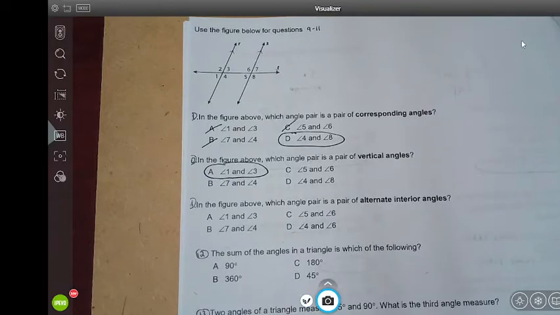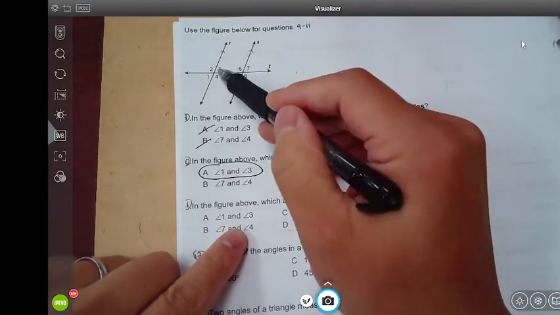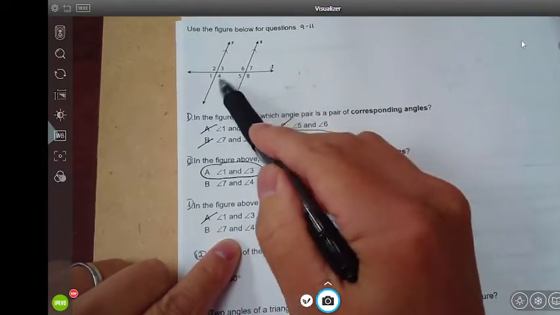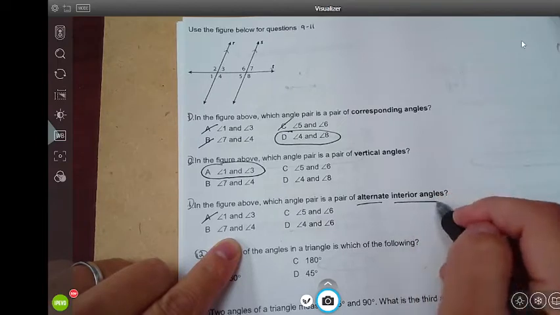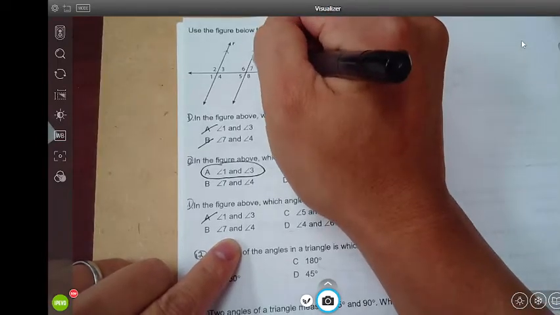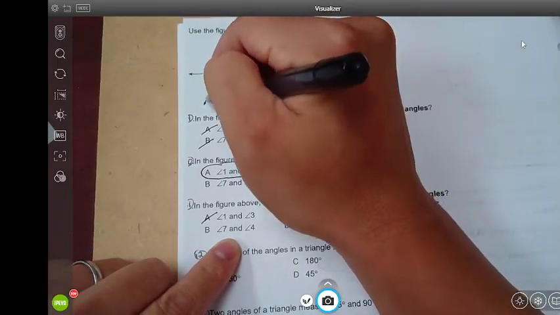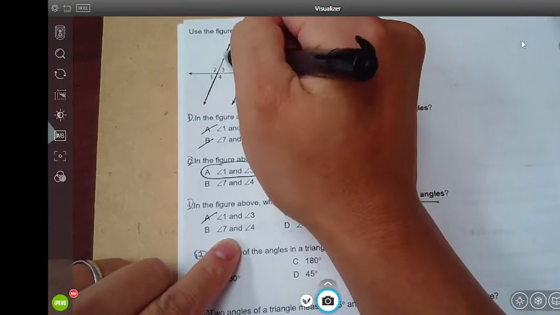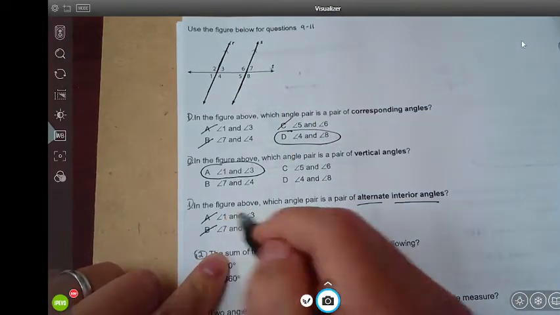Number 11, in the figure above, which angle pair is a pair of alternate interior angles? So, alternate means different sides of the transversal, both in the interior. We already said 1 and 3 were vertical angles. That's not it. Let's take a look at 7 and 4. It wants alternate and interior, so interior meaning interior of the parallel lines. 7 is in the exterior, right? It's outside the parallel lines. So 7 is not it.